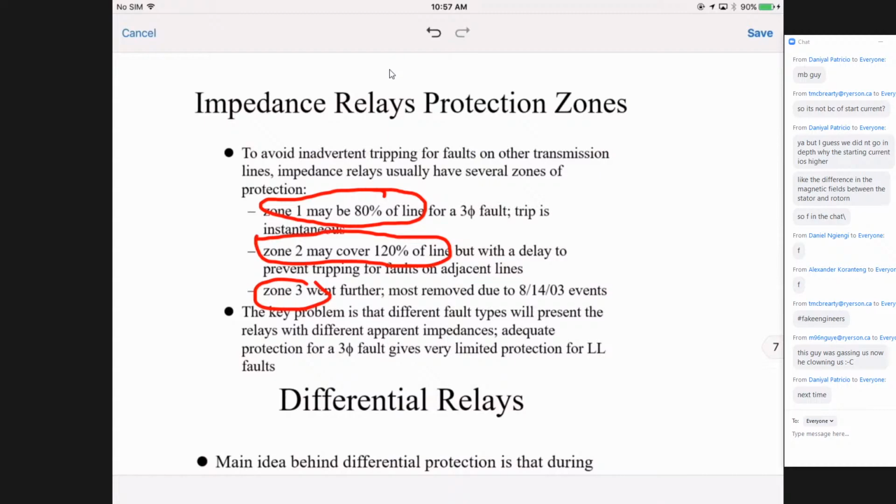I'm mentioning it because of the blackout in 2003, after which they try to reduce zone 3, because they don't want the worst condition where it cascades and blacks out the whole area. But you still learn that zone 3 is the two lines added together.